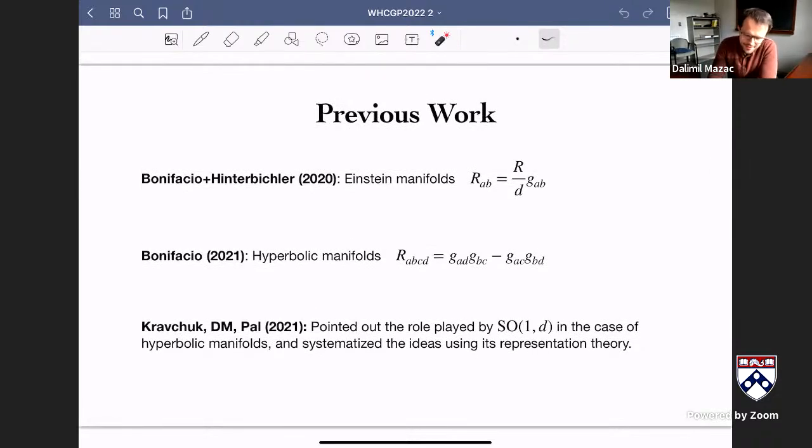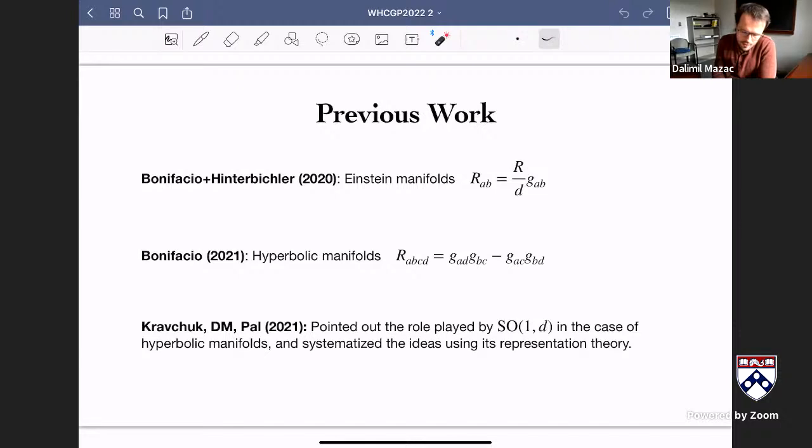I should also mention some previous work, which was very inspirational for us. First, Bonifacio, Hinterbichler came up with a similar method for general Einstein manifolds. In this case, there are just finitely many bootstrap equations, but they are still quite constraining. Then Bonifacio studied hyperbolic manifolds using these ideas.